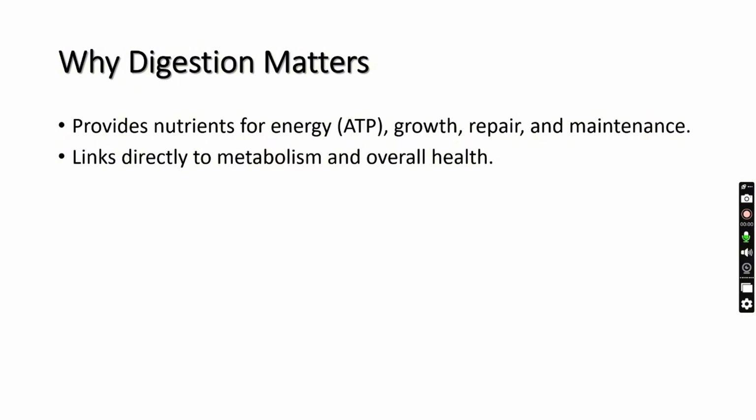Why does digestion matter? Every cell in your body depends on the nutrients provided by digestion: carbohydrates for energy, proteins for growth and repair, and fats for long term energy storage. Without a functioning digestive system, your body simply can't survive. This is also where metabolism begins. Once nutrients are absorbed, your cells use them to produce ATP, the body's energy currency. That's why digestion and metabolism are deeply connected.